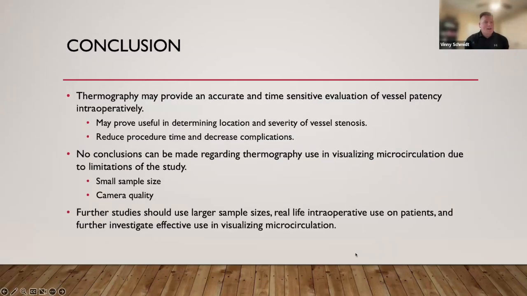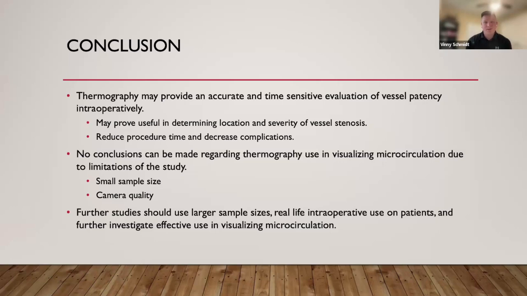So in conclusion, thermography can provide a very accurate, time-sensitive evaluation of vessel patency intraoperatively. This can also be helpful in determining location and severity of vessel stenosis, telling us if something needs to go back to repair a vessel or make sure we get any blood clots and cholesterol deposits out. This can also help reduce procedure time and decrease complications, as we don't have to use radio contrast dyes for this. You could just use normal saline solution, or you could probably use the regular blood flow as well.